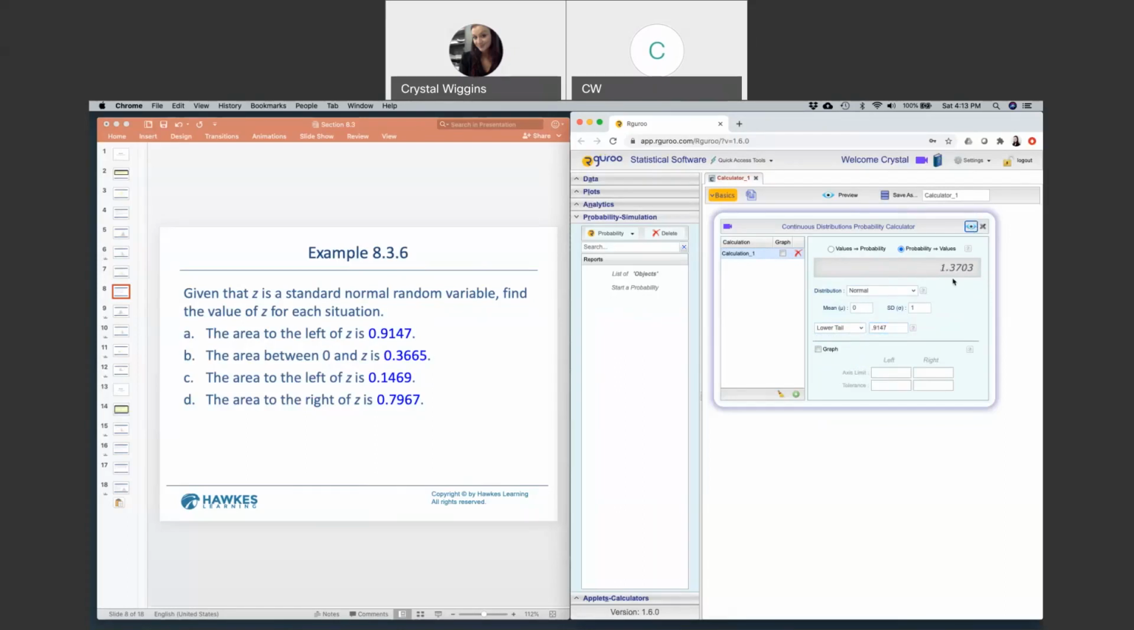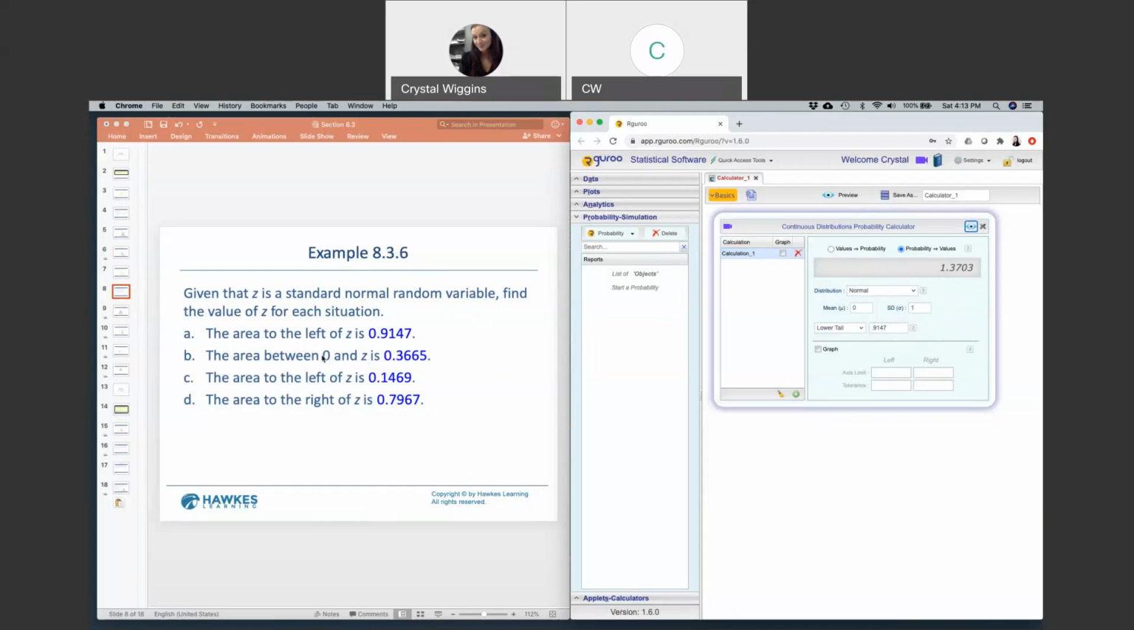The z-score is 1.37. So there is an area of 0.91, or 91%, of the curve to the left of a z-score of 1.37, which makes sense because we said it was about 8.5% to the right in a previous problem.